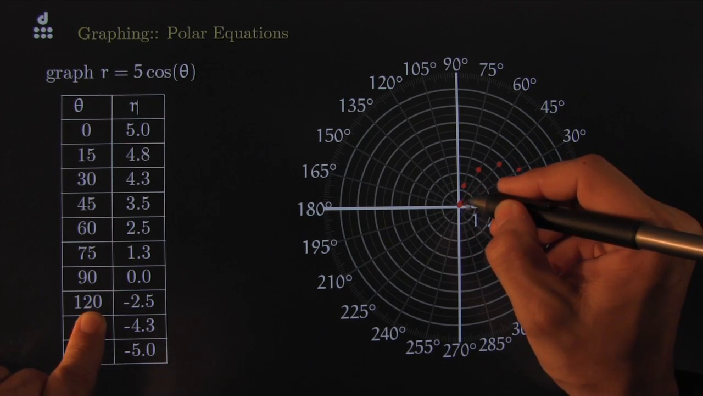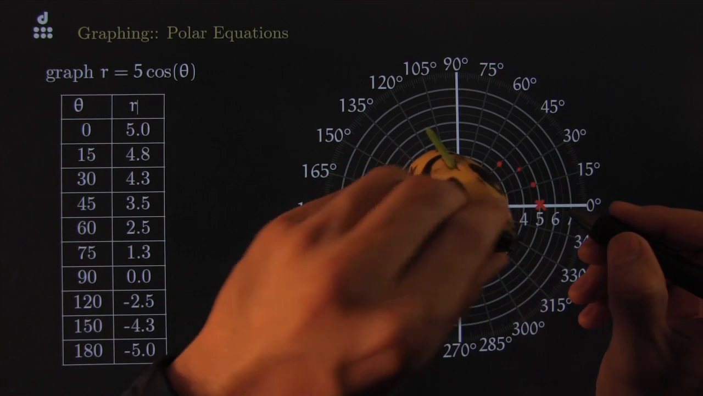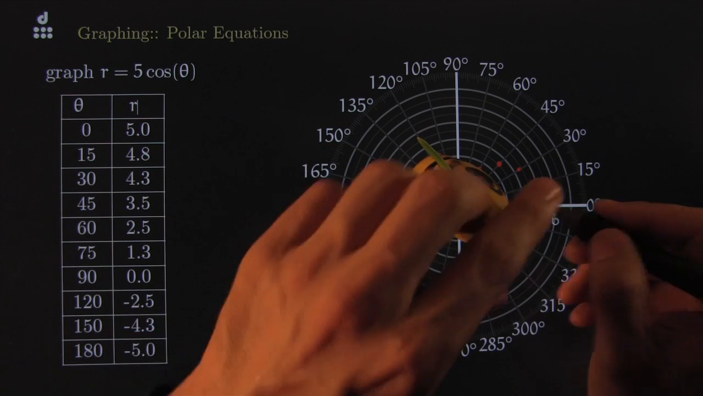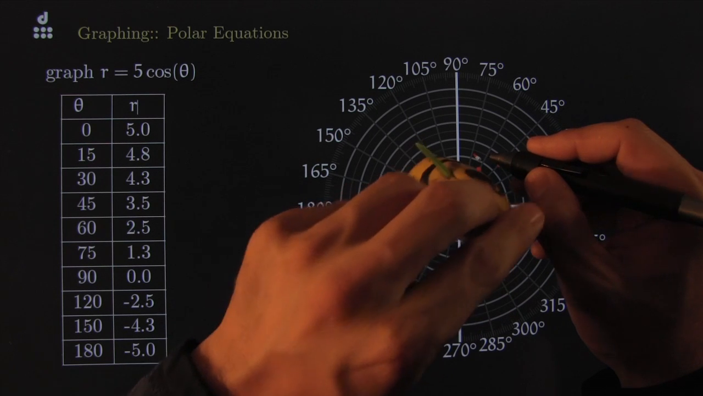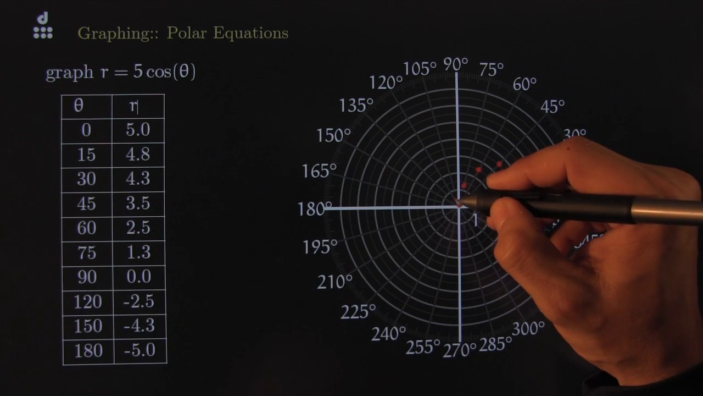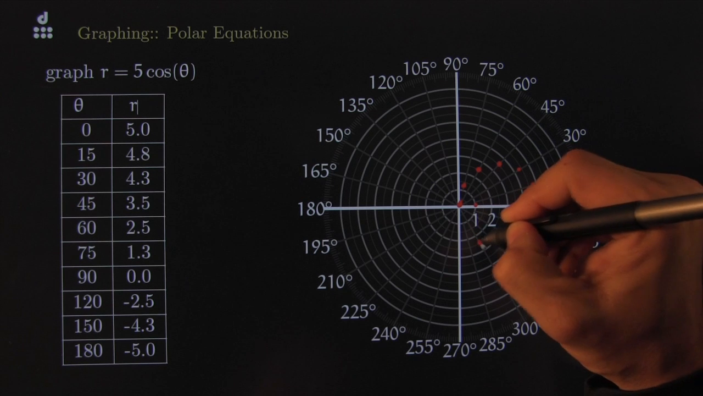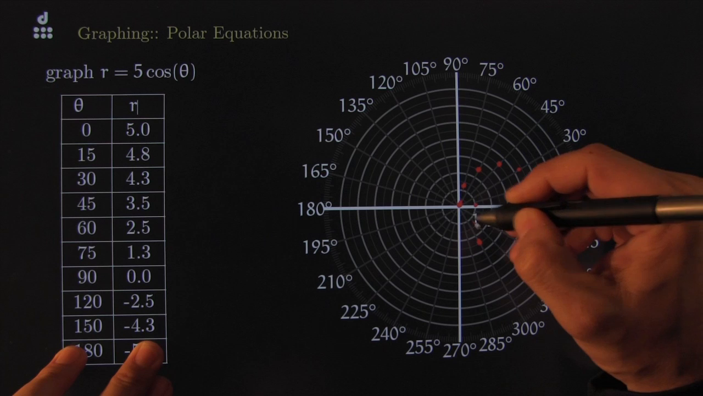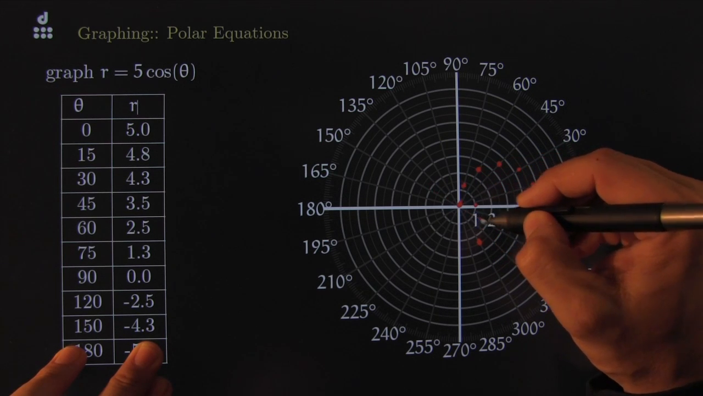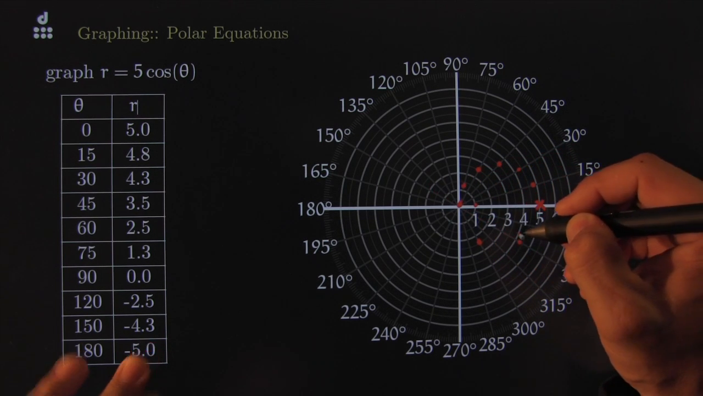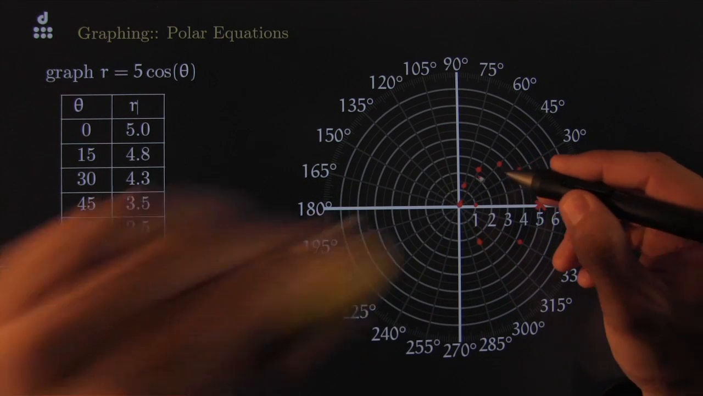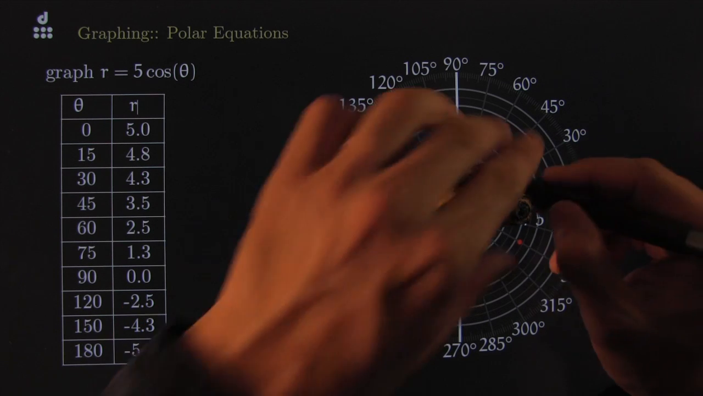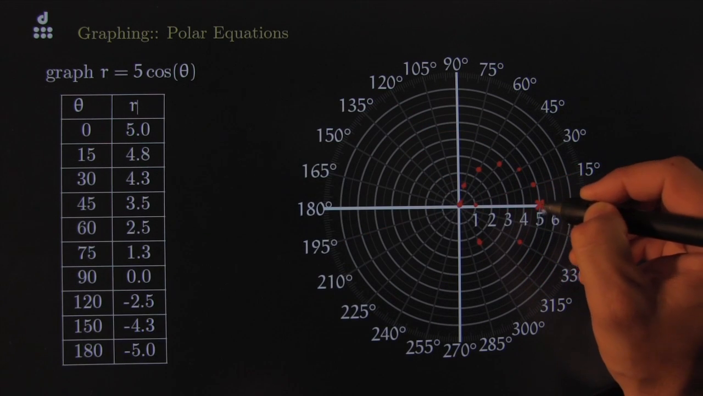And then for 120, now you're facing that direction, 120. For 120 you're going to go negative 2.5 units. So when you're facing that way, you've got to walk backwards 2.5 units. Okay, same thing for 150. When you're looking at 150 you got to walk backwards 4.3, somewhere there. For 180 you're facing that way, and you're walking backwards 5 units. So you go 1, 2, 3, 4, 5. You're back where you started.